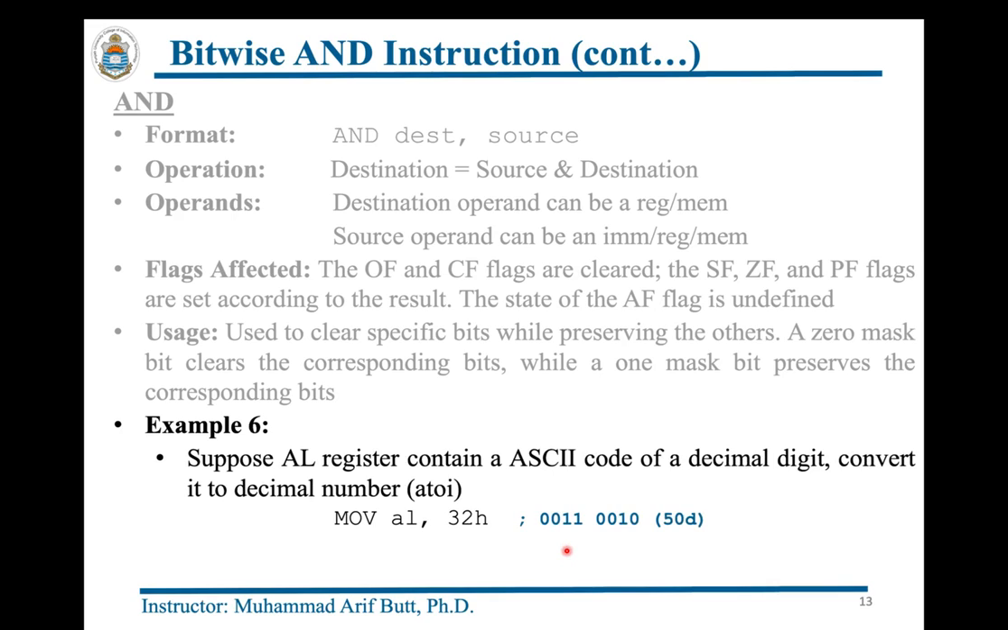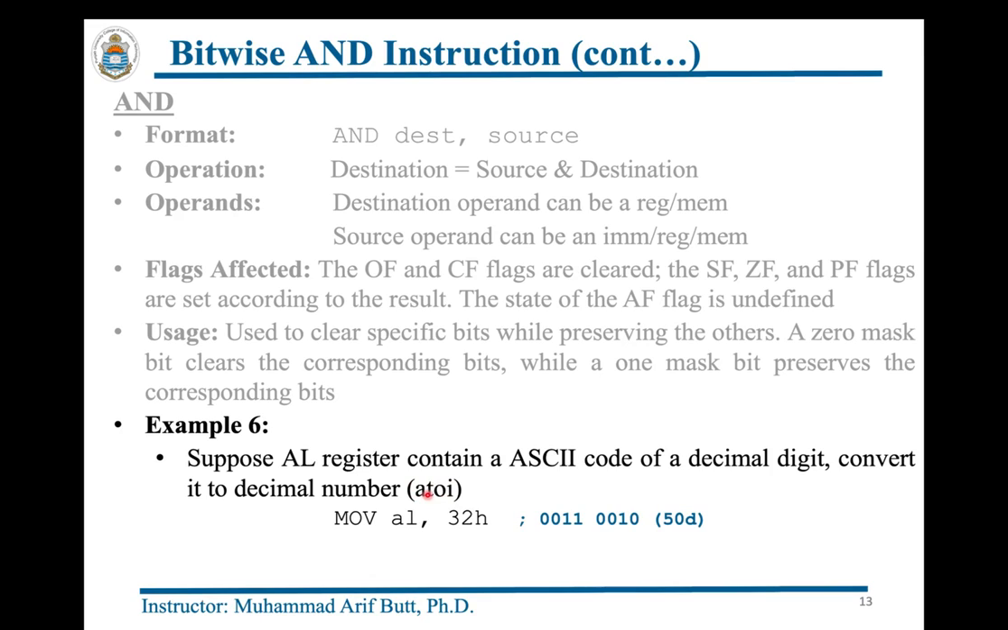Okay, so now suppose a user has pressed or entered the key 2 on the keyboard, and the program will receive the ASCII of that decimal digit 2, which is of course 32 hex or 50 in decimal. So the user has entered a digit 2 and the ASCII is there in AL. The programmer now wants to convert this ASCII value to integer. The same task you might have performed in C or C++ using the atoi function.